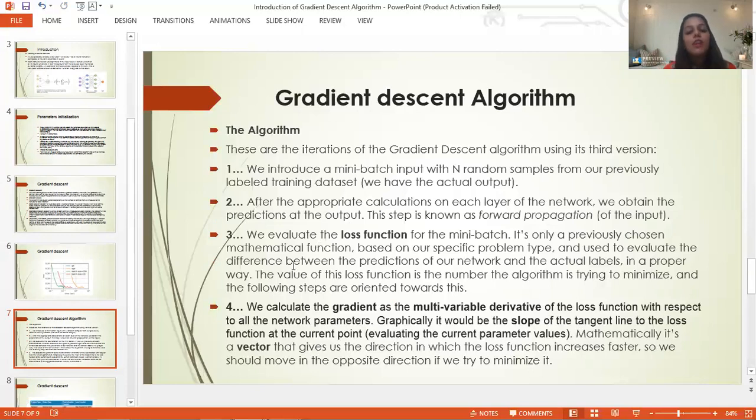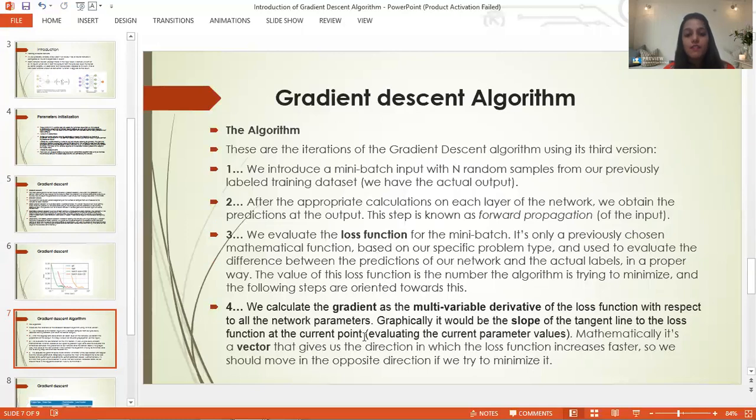Then in step 3, we evaluate the loss function for the mini batch. It's a previously chosen mathematical function based on our specific problem. This also depends on your problem, which kind of loss function you choose, right? The loss function is basically used to improve the model and minimize the error, and to evaluate the difference between the predictions of our network and the desired output. So the value of this loss function is the number the algorithm is trying to minimize.